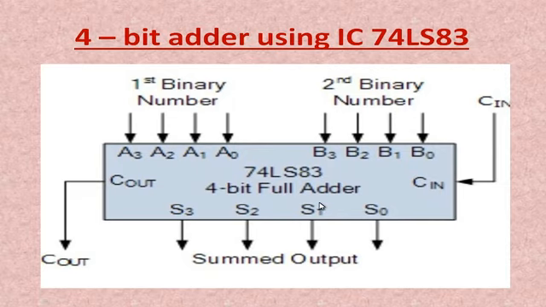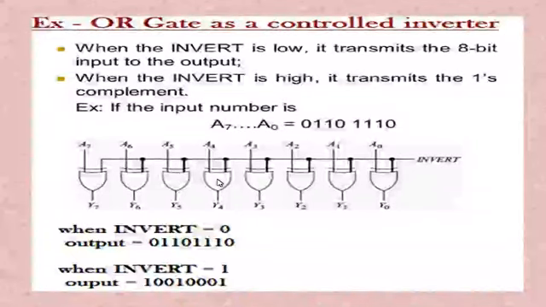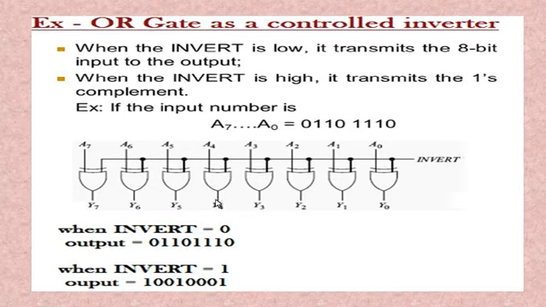Okay students. Now let us see a very interesting property of an XOR gate as a controlled inverter. Now see how it gives the inverted output or one's complement of the input. As there are 8 XOR gates present here, this is the 8-bit controlled inverter.